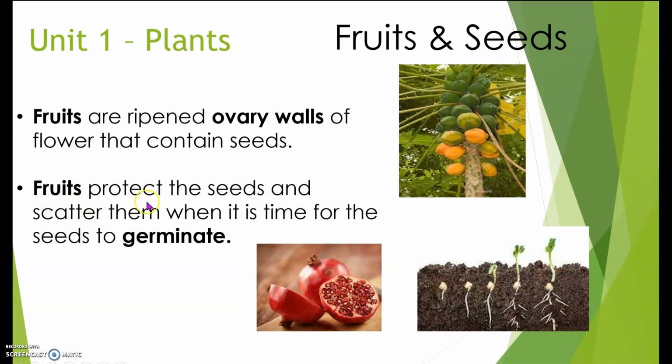Okay, next. Fruits protect the seeds and scatter them when it's time for the seeds to germinate. The process of growing of the seed is called germinate. Everybody repeat after me. Germinate. Very good. So it will scatter. It can be humans, animals, air or water that scatter the seeds. And when it's growing or developing, the process is germination.